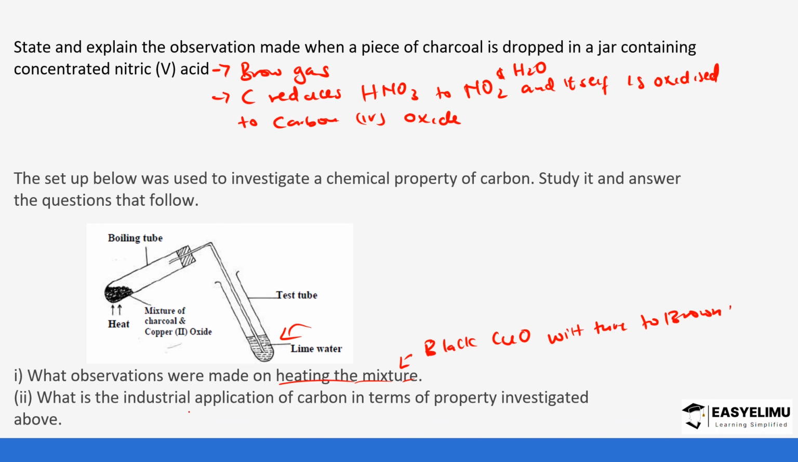What is the industrial application of carbon in terms of the property investigated? So it is used in extraction of metals. We are going to look at other uses, but you notice most of the uses are just extraction of metal. So that brings us to the end.